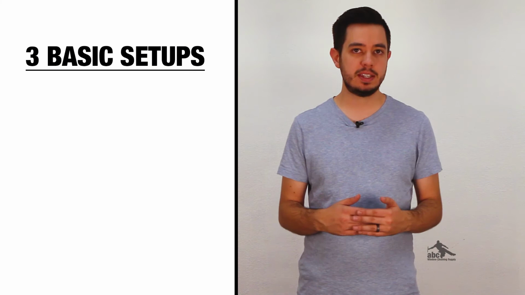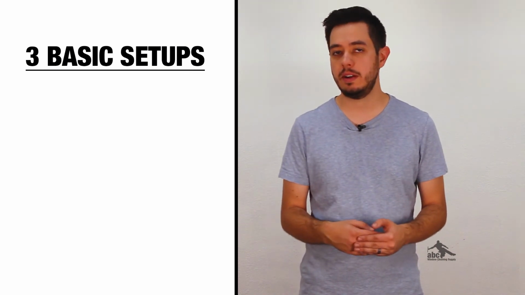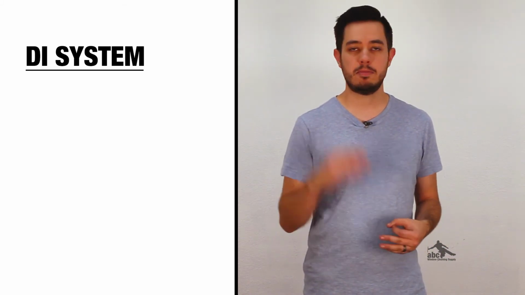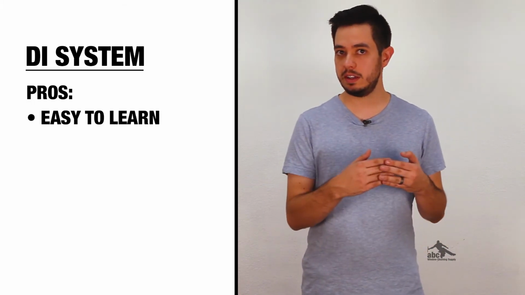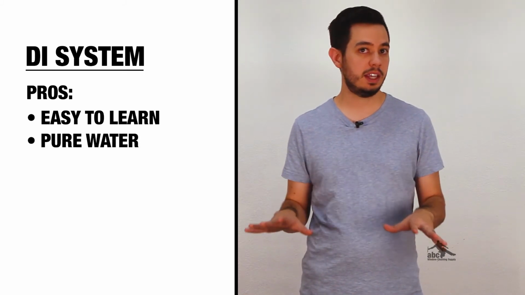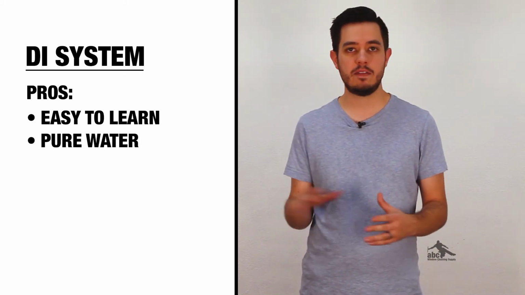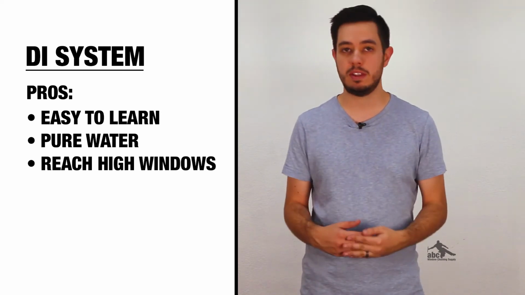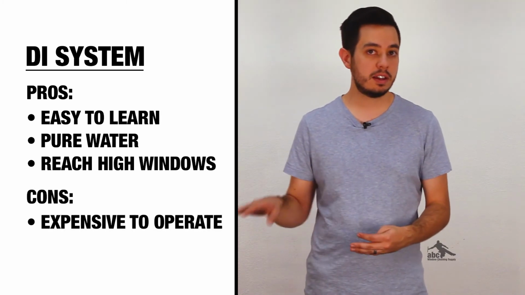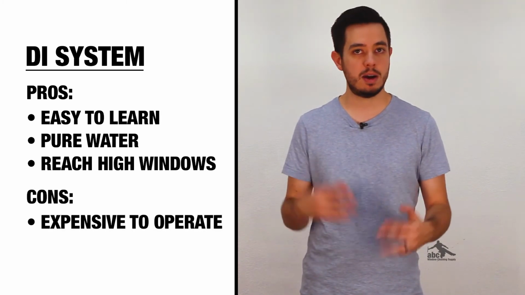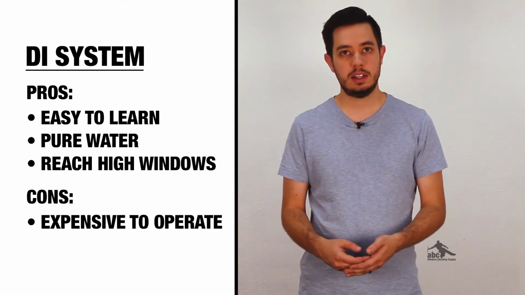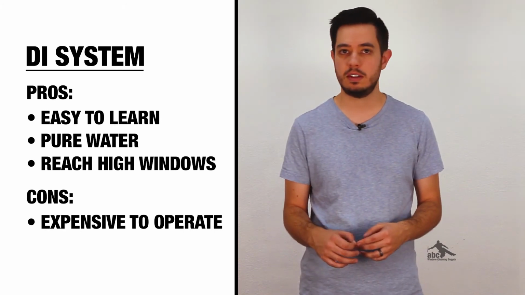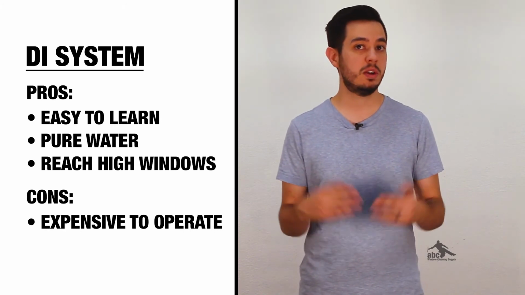You have 3 basic setups that you can choose when you're just starting out. Number 1 is a DI-only system, and it definitely has some pros and cons. On the pro side, DI systems are very easy to learn, and they'll definitely get you to that pure water that you need, and they are not very restrictive on flow, so you're generally able to reach high windows even without a pump with the DI-only system. On the con side, they're far more expensive to operate than the multi-filter systems. Depending on the exact systems you choose and the TDS in your area, it can be anywhere from 10 to 25 times more expensive per gallon with the DI system.